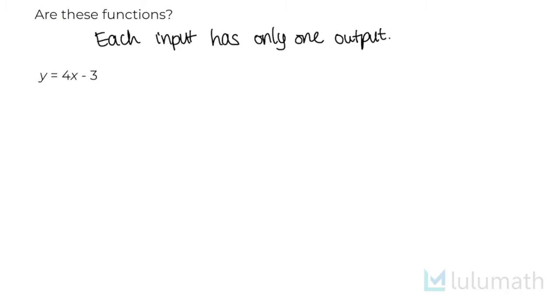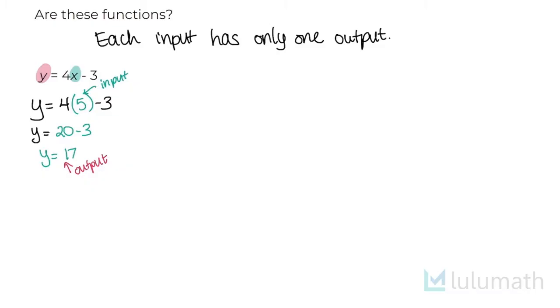Well, just a reminder that our input is x and our output is y. And I want to know, when I put an input in, will I get more than one output? So for example, let's say I use an input of 5. How many outputs will I get? Well, right here, 4 times 5 is 20, and then 20 minus 3 is 17. So I would get one output. When I have an input of 5, I get an output of 17.